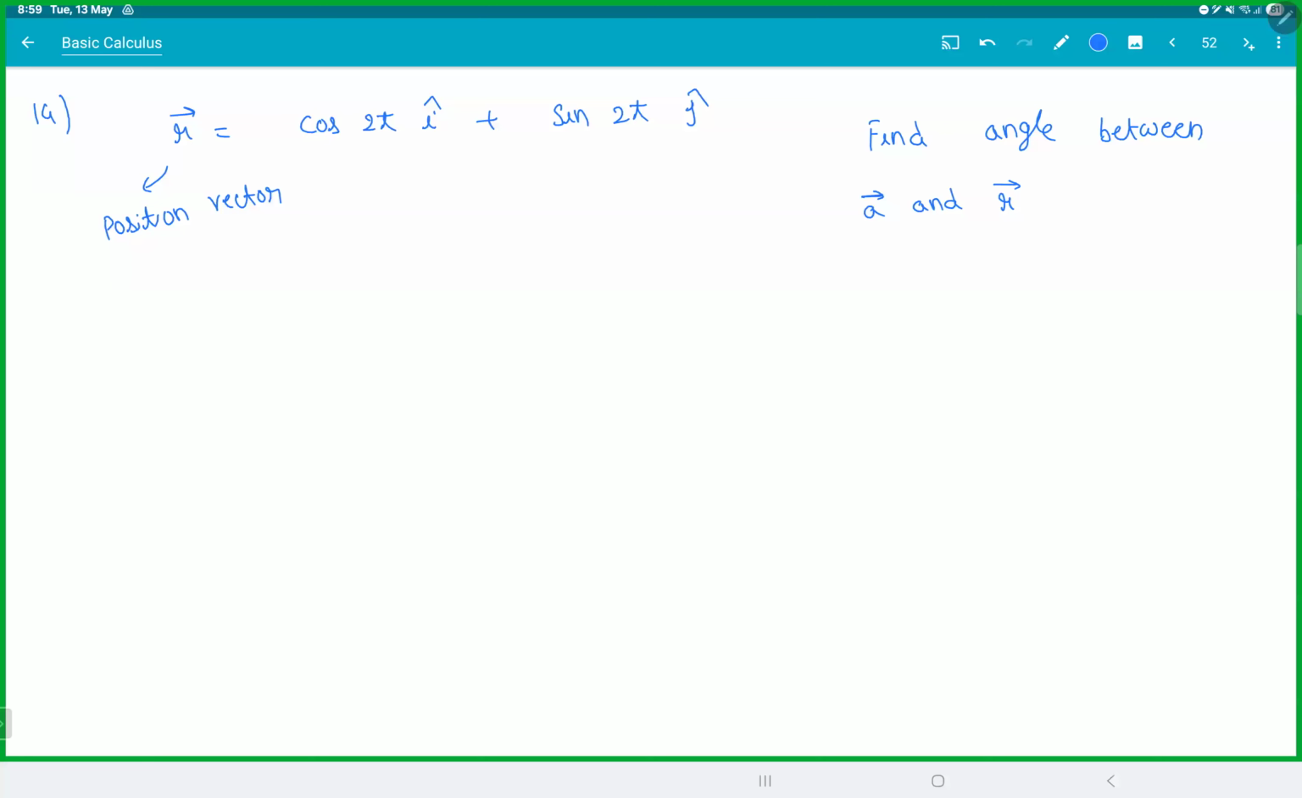So the moment someone asks you to find the angle between two vectors, the best thing to do is dot product. That we learned in vectors. That's not the answer. So differentiate two times, you'll get acceleration. Then do dot product. That is also wrong. You got 2 minus 1 so far. Try. Take a minute, everyone, do it properly.